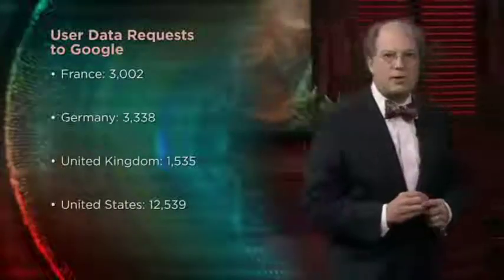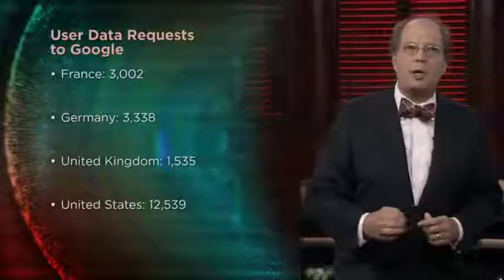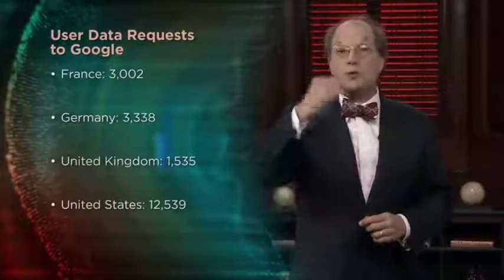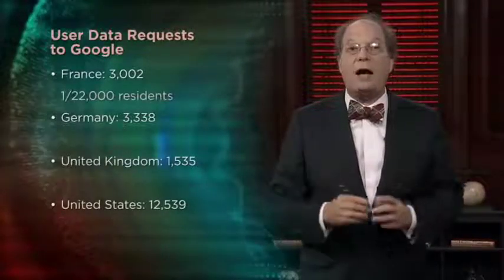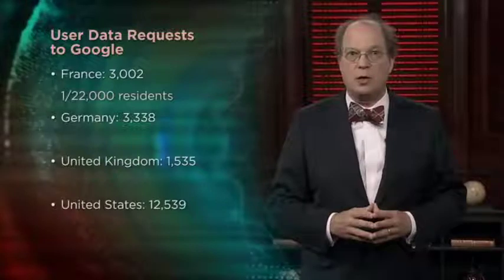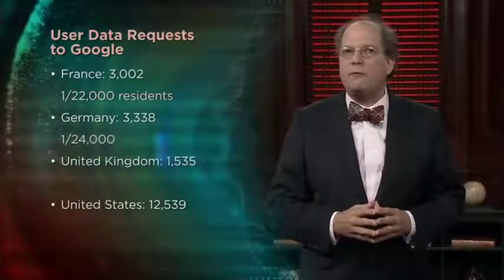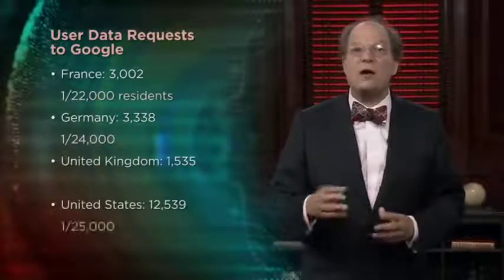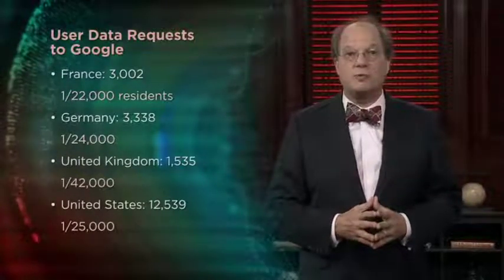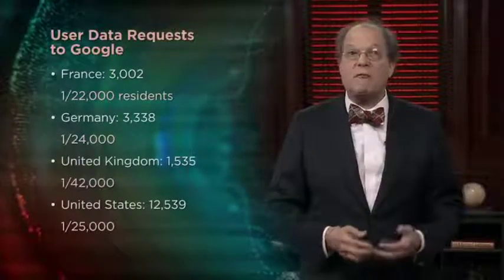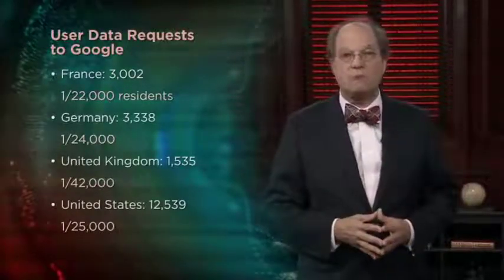On a per capita basis, using each country's population as the denominator and the number of user data requests as the numerator, France requested information on 1 out of every 22,000 residents. Germany, 1 out of every 24,000. The United States, 1 out of every 25,000, and the UK, 1 out of every 42,000. On this basis, we might say that France is a leader in government surveillance, though not by much. And so, it is fair to ask, is America as bad as some might think?